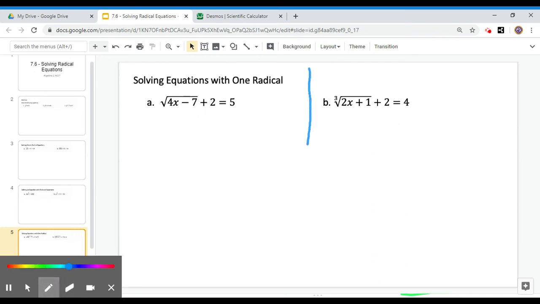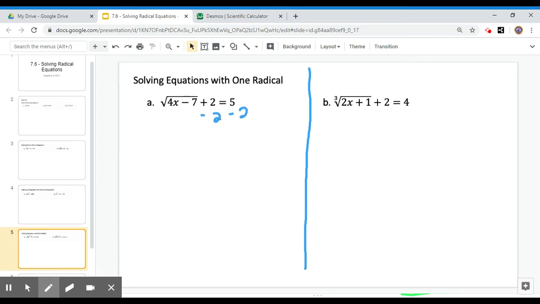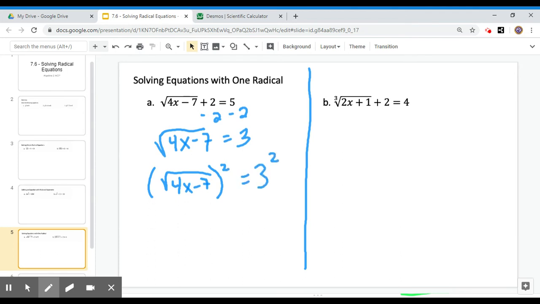We want to get the radical alone first. So subtract 2 from both sides. And then we have the square root of 4x minus 7 equals 3. And then the way we cancel out the radical is, since it's a square root, we're going to square both sides. Remember, you can't do anything with that 4x or the minus 7 yet because it's stuck underneath the radical.